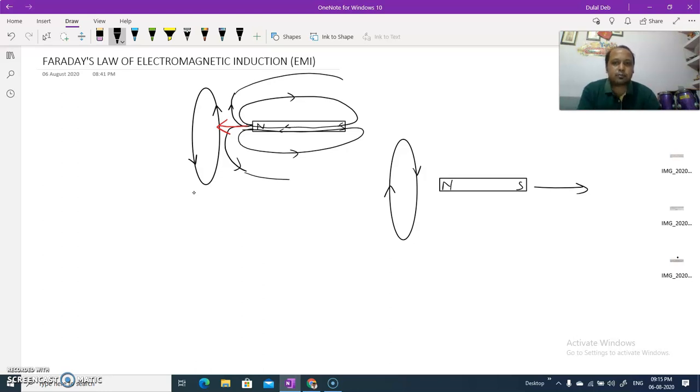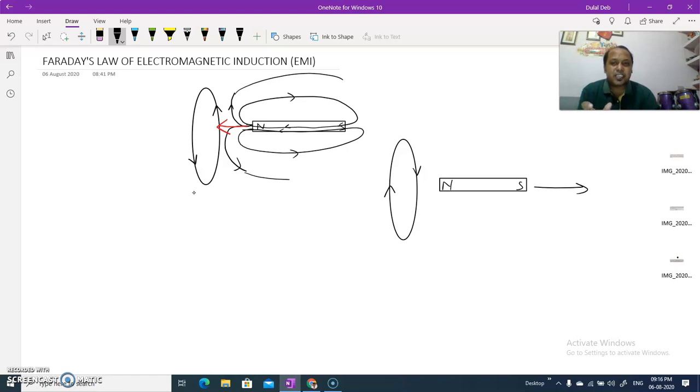Now you need to understand one more thing here. The change in flux may be because of the relative motion of the coil or the magnet. Here I have shown you the example where the magnet is moving towards the coil. It can happen that the magnet is at rest and the coil is moving towards the magnet or away from the magnet. Okay, so both ways it is correct. You have to just see that there is a change in the magnetic flux. The reason may be the motion of the magnet or the motion of the coil or motion of both of them.